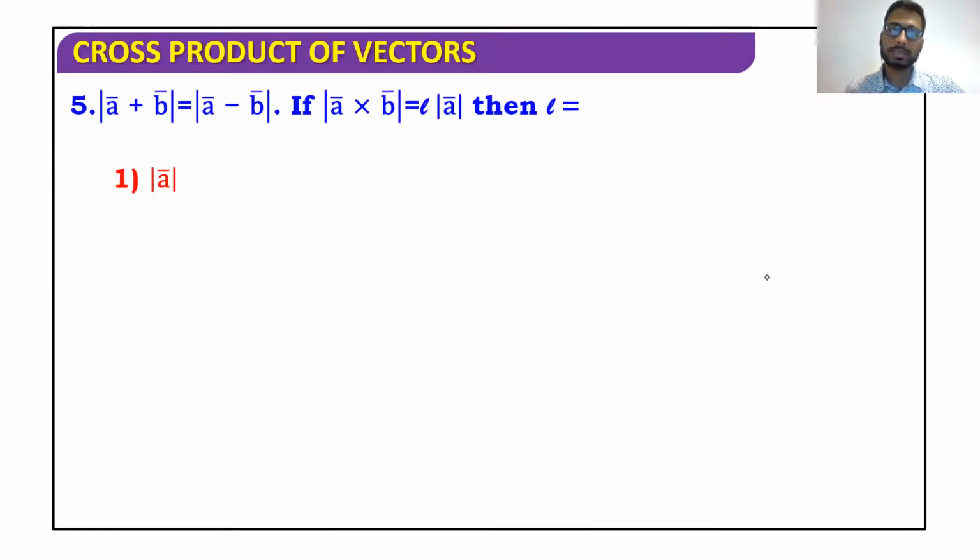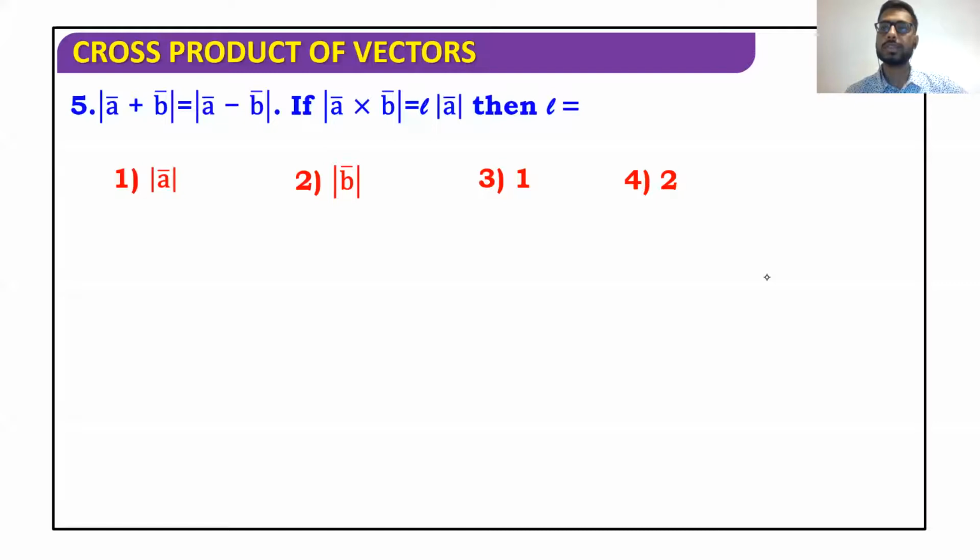Magnitude of a plus b is equal to magnitude of a minus b. And if a cross b is given as L into magnitude of a, then I have to find value of L term, which is equal to option A is magnitude of a, magnitude of b, 1 or 2. Whenever questions of this format are going to come, where you are given magnitudes of similar kind but difference in conjugates, for example, in this question, we have magnitude of a plus b is equal to magnitude of a minus b.